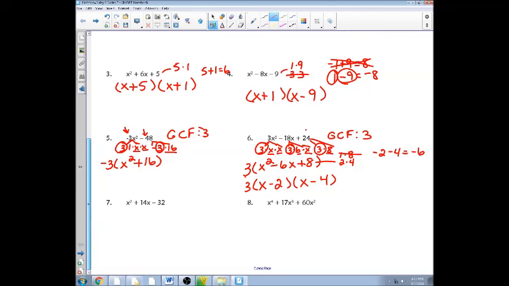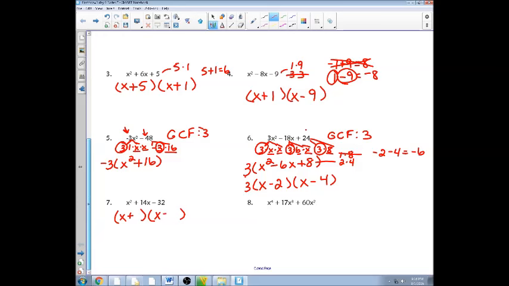On to number 7. Is there a number in front of my x squared? No, there's not. Is there an x behind my 32? No, there's not. So do I have a GCF here? No, I don't. So I'm going to jump straight to step 2, which is to make 2 sets of parentheses. Put an x in the beginning. My c value is negative, so that means that my 2 signs will be opposite one another.